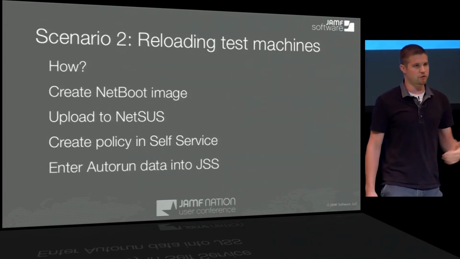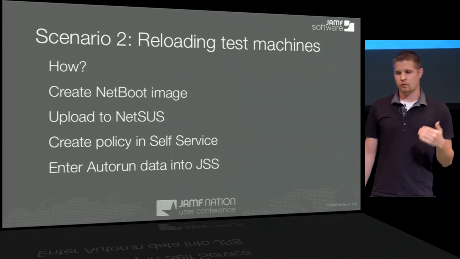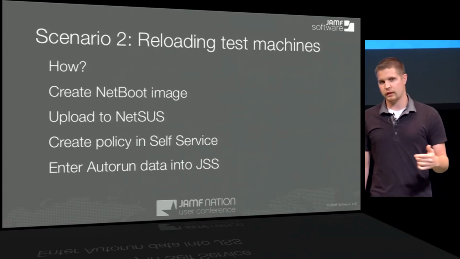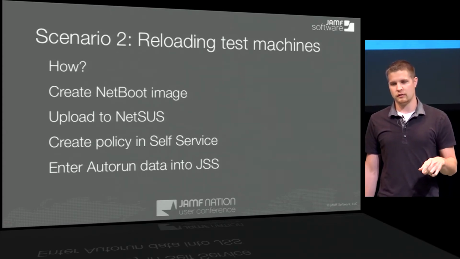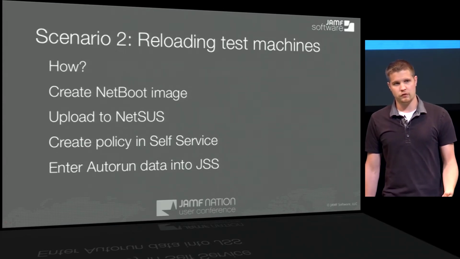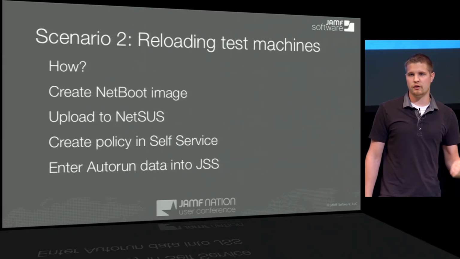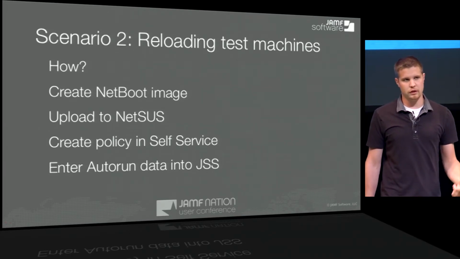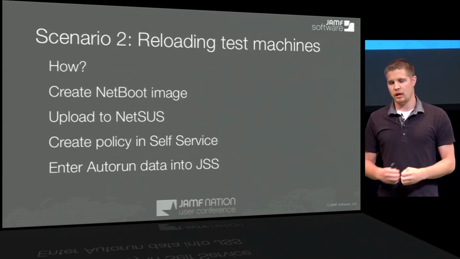And then we'll enter the auto run data into the JSS. So what happens then is the user will click that button in the JSS, or in self-service. It'll automatically reboot. We've got it so the auto run information is already in there. It'll automatically boot up, it'll automatically log in, open up Casper imaging, and image the machine.